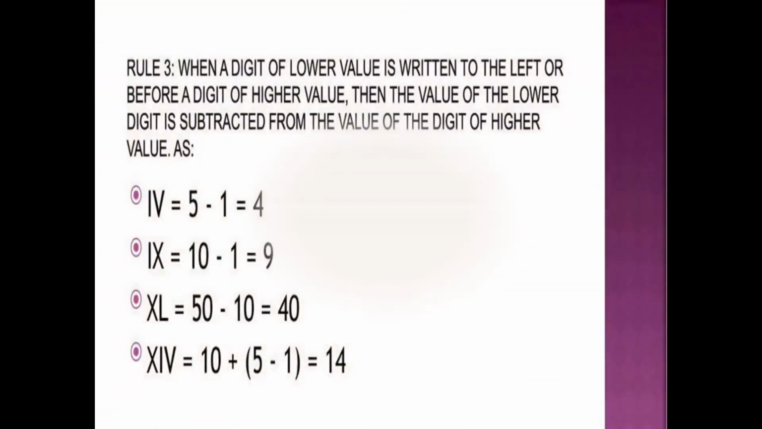Next is rule 3, and rule 3 says that when a digit of lower value is written to the left or before a digit of higher value, then the value of the lower digit is subtracted from the value of the digit of higher value. For example, we are having IV. Now here I stands for 1 and V stands for 5. So IV means 5 minus 1, and 5 minus 1 will be equal to 4. So this means IV is equal to 4.